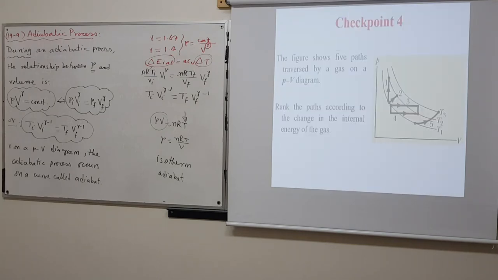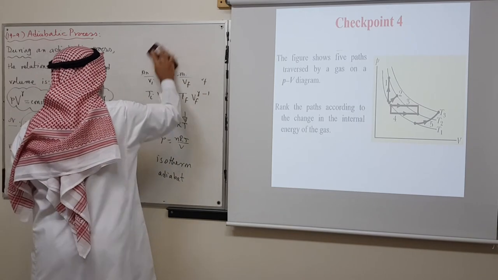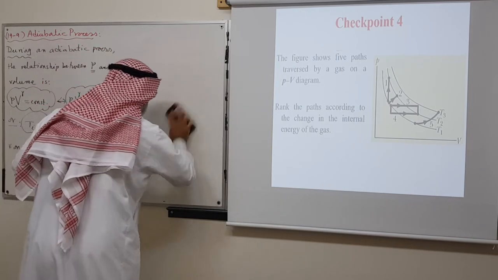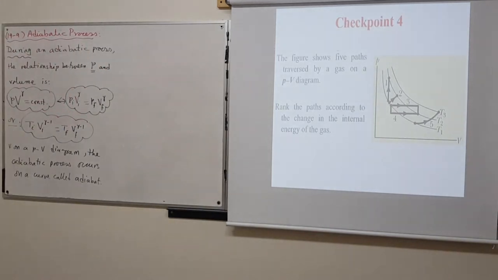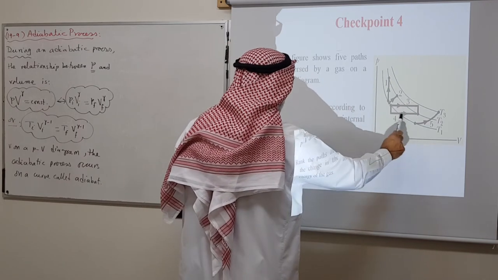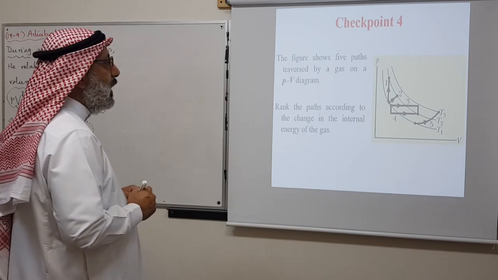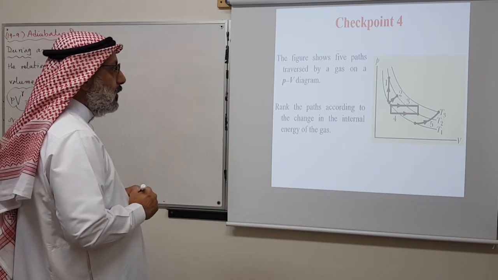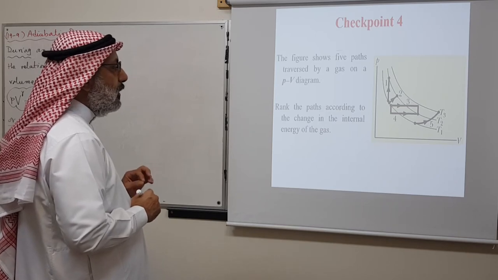Let's now look at some examples and problems related to various processes in ideal gases. And we start with this checkpoint from the textbook. Checkpoint 4 says the figure shows 5 paths, okay? 1, 2, 3, 4, and 5, traversed by a gas on a PV diagram. Rank the paths according to the change in the internal energy of the gas.